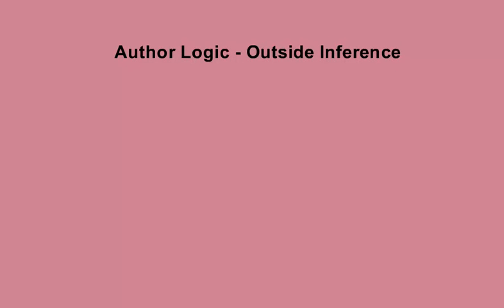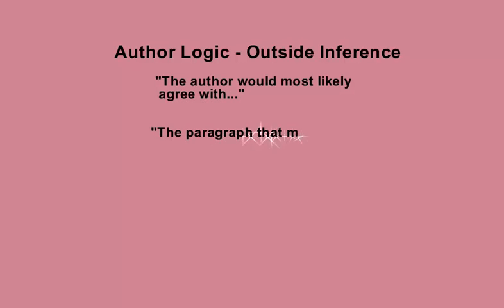Now, the SAT has two types of inference questions. The first type, and really the rarer one, is author logic or outside inference. They direct you outside the passage. You can use your common sense here. The question might be, this author would most likely agree with, or the passage or paragraph that most likely follows this is about. In this case, it's okay to go outside the passage and use your common sense. In this case, you can be very logical.